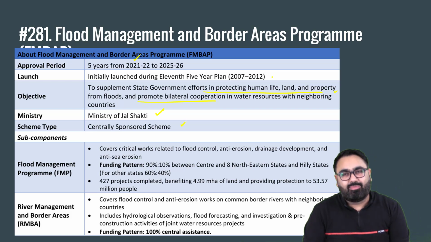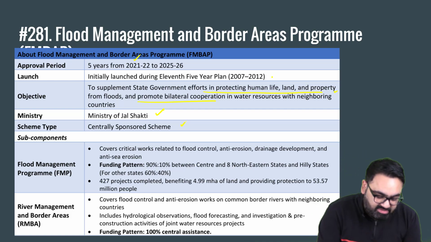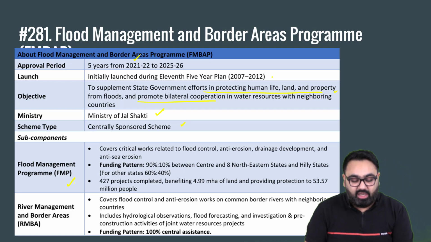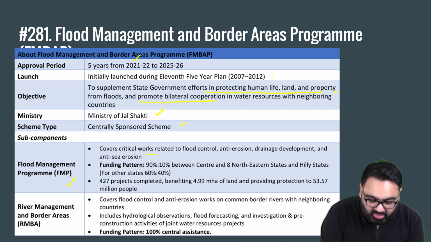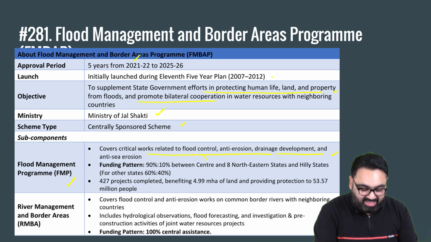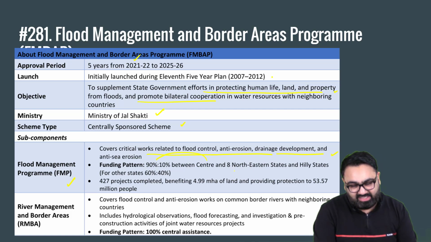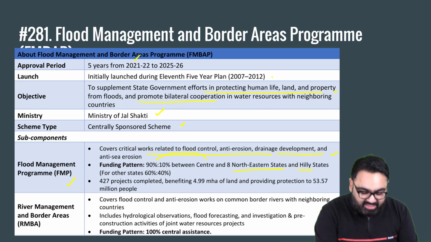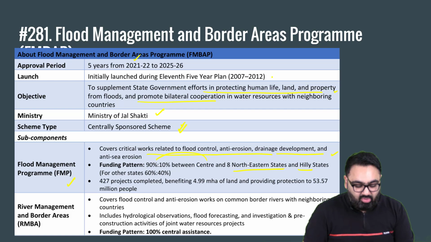There are two sub-components of this scheme. First, the flood management program. It talks about how critical work such as flood control, anti-erosion, etc. will be done. 90% of it will be given by the central government, 10% by the states in case of northeastern and hilly states, and 60-40 pattern in other areas. That is what a centrally sponsored scheme is about.